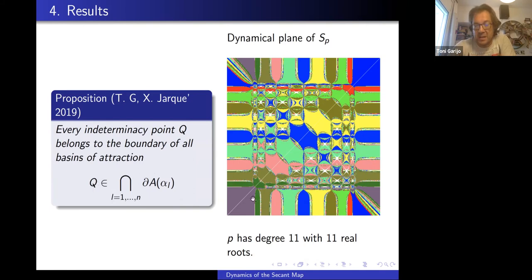using the secant method. Just an example, here is the dynamical plane of a secant map applied to a polynomial of degree 11 with 11 roots. In this case, it is the Chebyshev polynomial. And for example, here in the top left, here is an indeterminacy point, and you see clearly that close to this, you can obtain initial conditions converging to the rest of the points.